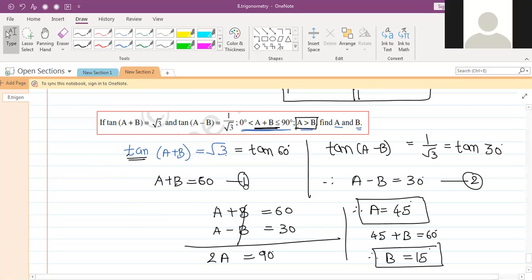Yes. Next one. Okay, another example I can take, a similar kind of example. Just 1 second.